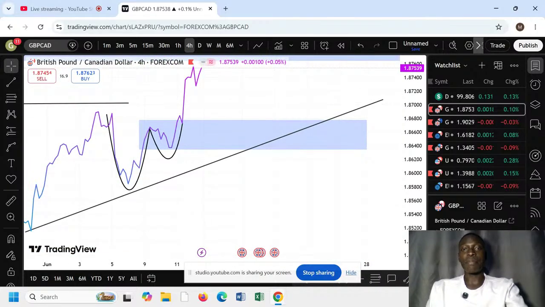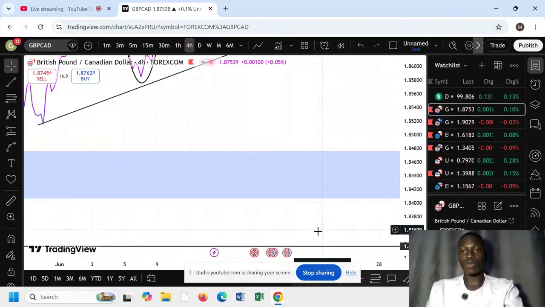It can come break out, retest from here, consolidate around here, and then it pushes down. And if it pushes down, I'll buy from this zone here.